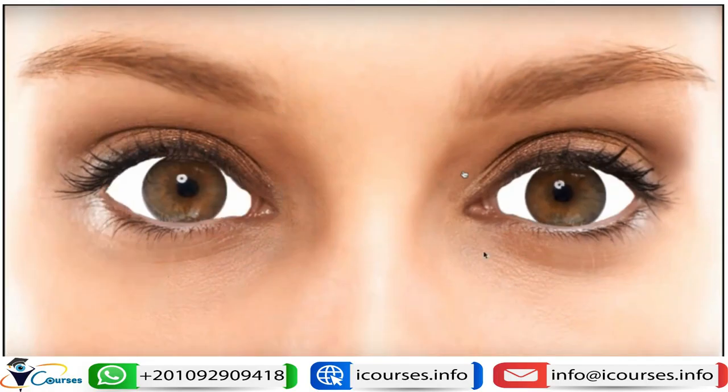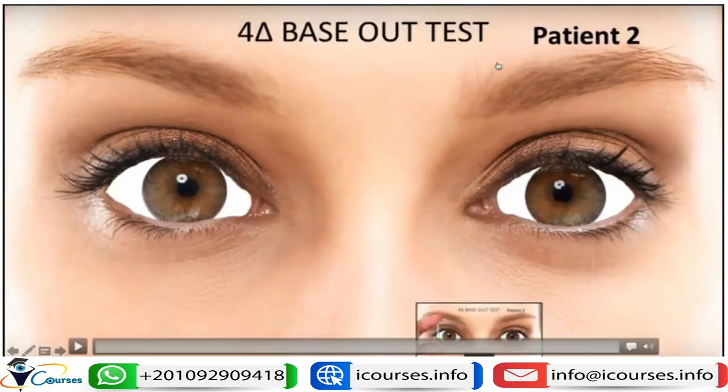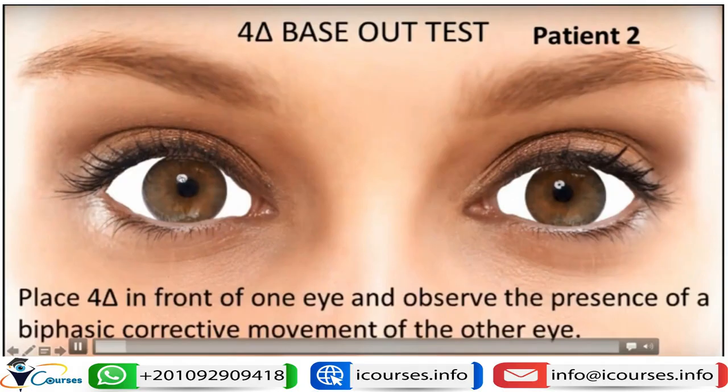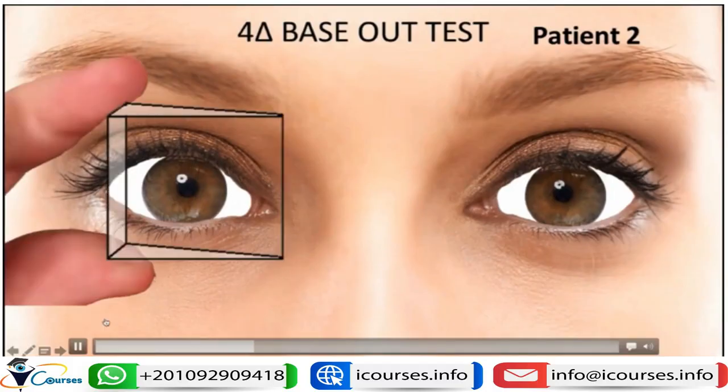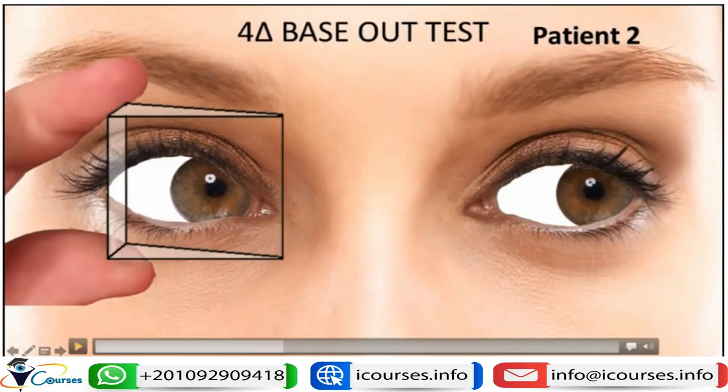So what happens in another patient who says that he is blind or cannot see with his left eye? Again, we place the 4-diopter prism in front of the seeing eye and look for the corrective movement of the left eye. By placing the prism in the right eye, the right eye will move to the apex, and the left eye will also move to the apex by Hering's law of equal innervation. So the medial rectus receives equal innervation like the lateral rectus of the left eye.